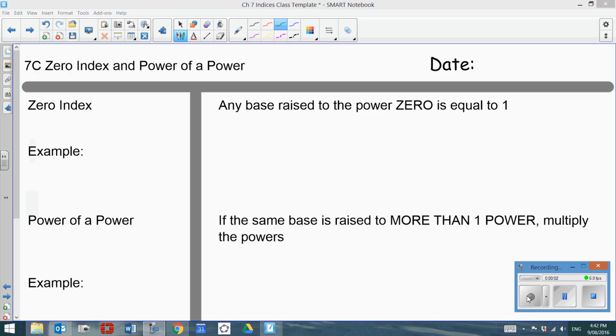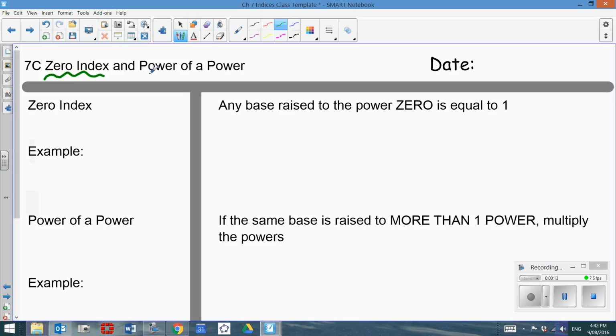Hello, Year 9. We're going to look at 7C, and two additional rules today are the zero index rule and what happens when you have a power to a power. So you have two separate rules that we're looking at, all right? First one is the zero index.